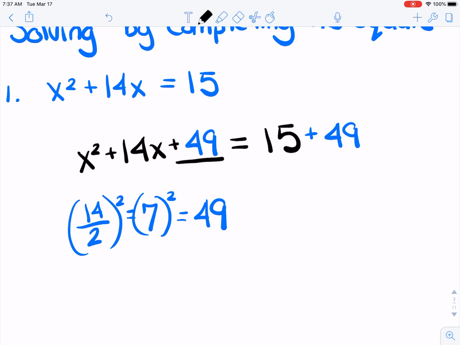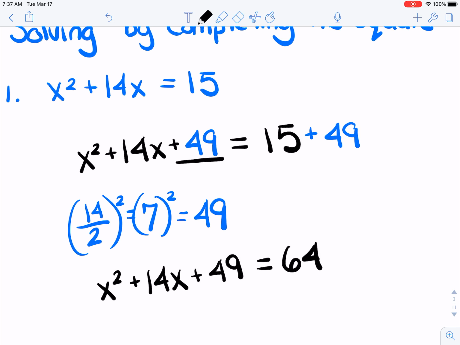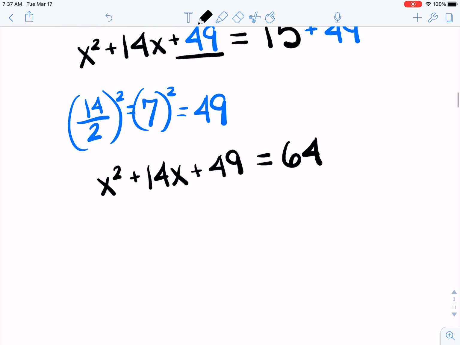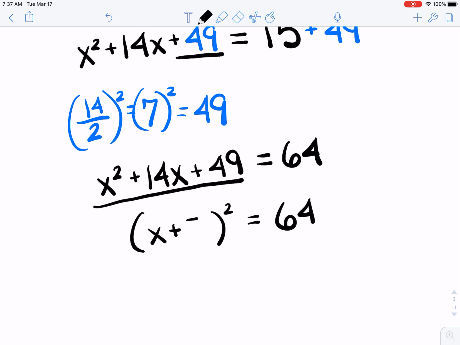Now I'll skip a step over here, or skip that area where I worked, and I'm just going to rewrite it now that on the left hand side I have completed the square. I will simplify this over to the right, which is 64. Your next step, and the whole goal behind completing the square, is to put this equation in factored form, and it's x plus 7.